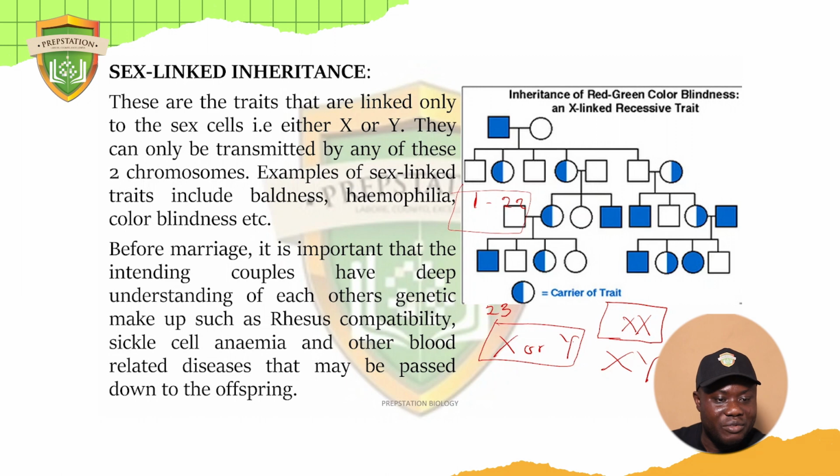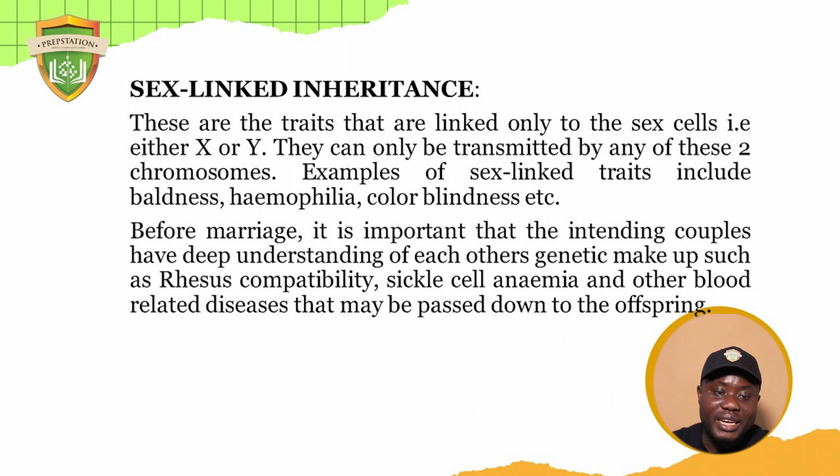Okay, now let's move on. Sex-linked inheritance. These are traits that are linked only to sex cells. I told you earlier, and they are what? X or the Y chromosome. They can only be transmitted by any of these two chromosomes. Chromosome number 1 to chromosome number 22 cannot transmit sex-linked traits or sex-linked inheritance. It cannot transmit sex-linked trait or character. Now, examples of sex-linked traits, we have baldness, we have hemophilia, we have color blindness. These are very common examples. Baldness, hemophilia, and color blindness.